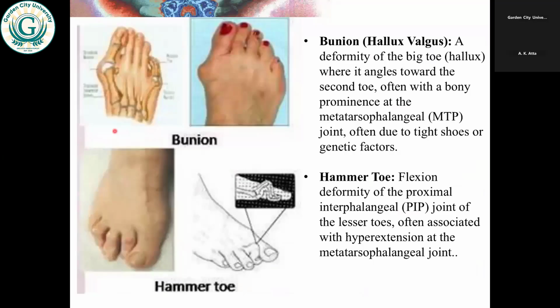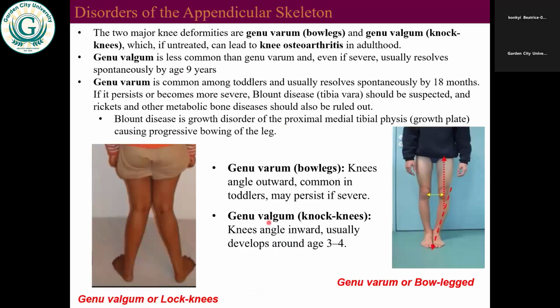Okay. These are deformities. You have this bunion and this hammer toe. I don't need to read about this one. Of course, usually when you wear tight shoes, those shoes that are like bean shape, then you have this bulging of the metatarsophalangeal joints. Okay, so these are just some deformities. You can look at it. This is also another deformity of the foot.